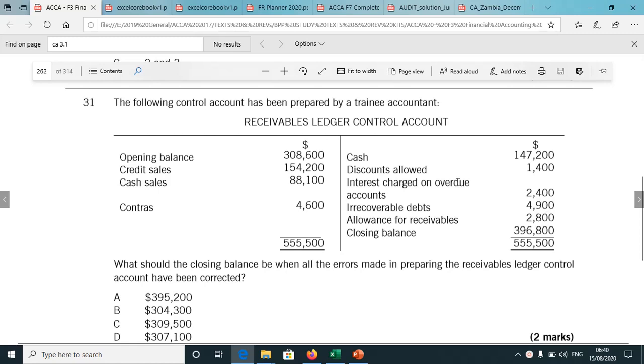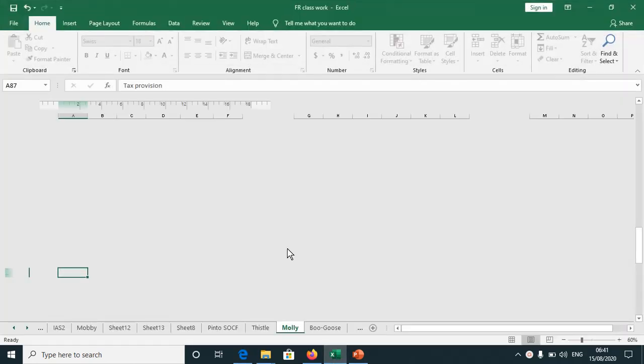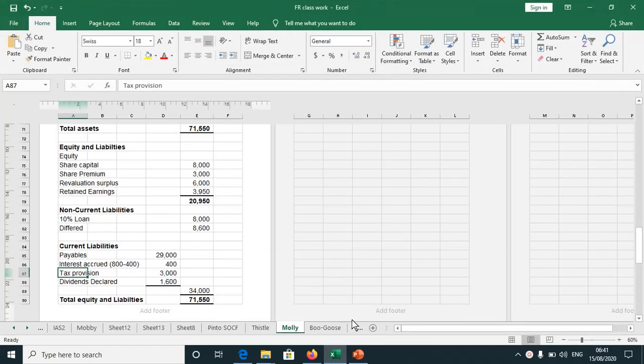Before us is the question: the following control account has been prepared by a training accountant. The question says, what should be the closing balance when all the errors made in preparing the receivables ledger control account have been corrected? So when a trainee accountant prepares books, we need to be concerned.